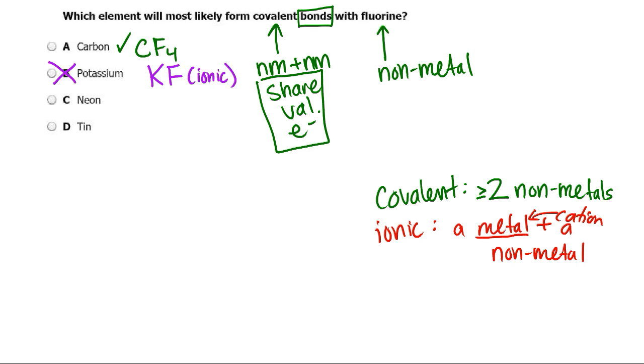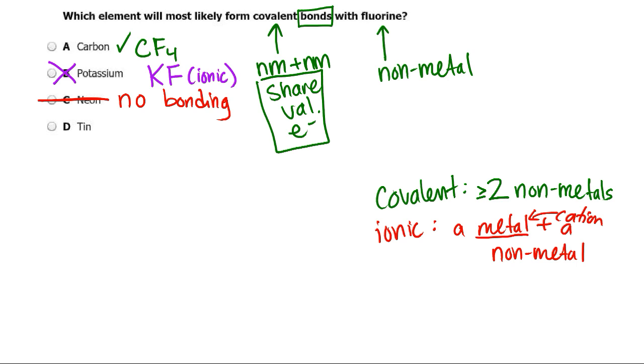Neon is a noble gas. Noble gases don't like to bond anyway, so no bonding. They are not reactive, so we're going to say neon is very unlikely to form a bond with fluorine. Although neon and fluorine are close, that is what the test makers would be wanting to see if you understand that the closeness of two elements has nothing to do with how likely they are to bond.